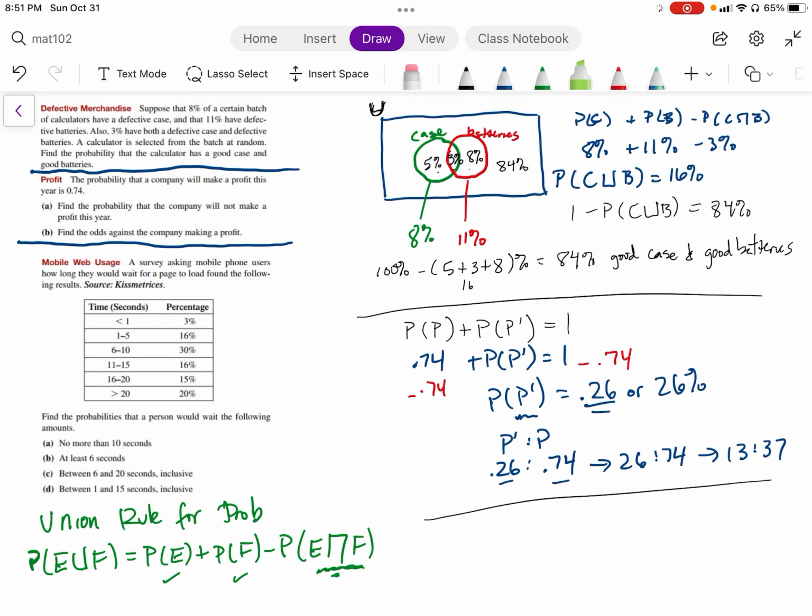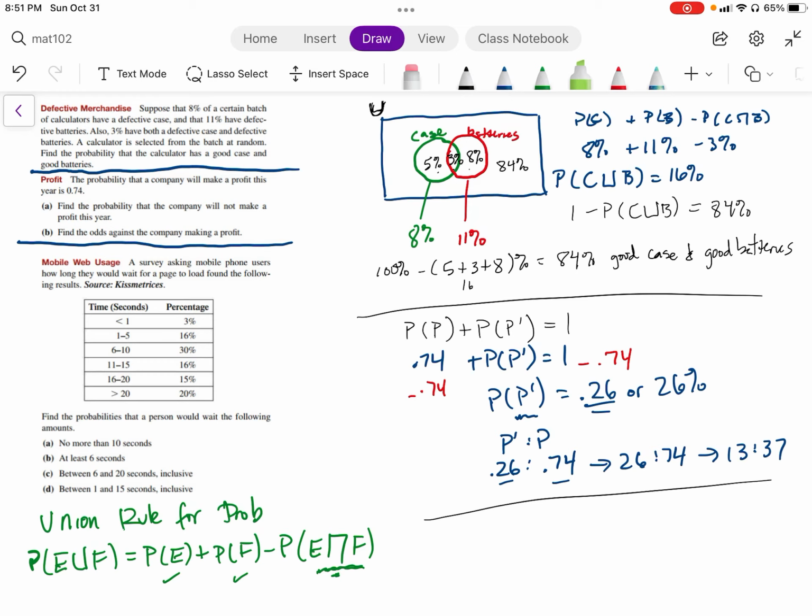Okay, we could break these down with formulas, but I think in these ones, it's much easier. Let's look at the chart and see which probabilities meet the description. There is no intersection. These are all discrete, right? Like they're not double counted.